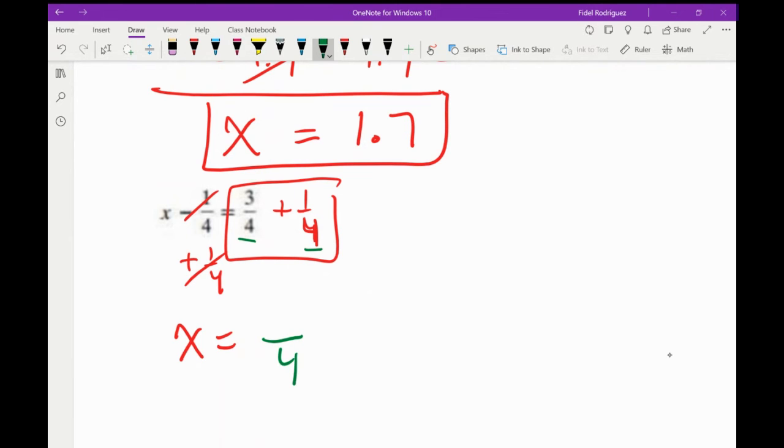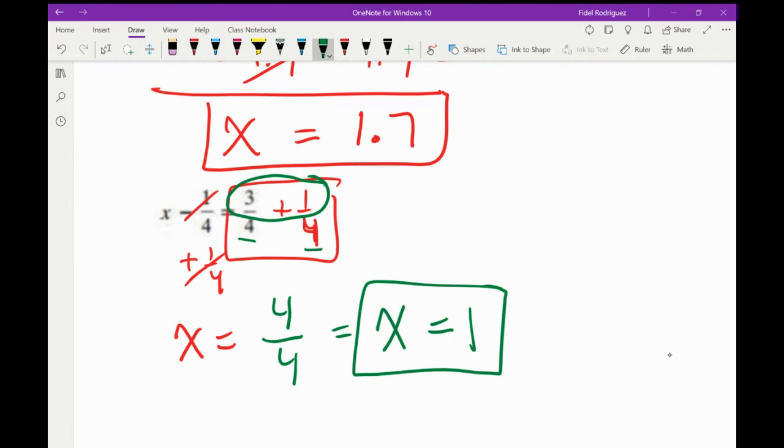So I know my bottom part's going to be 4. And then remember, all we got to do is add the numbers on top. So 3 plus 1 is also 4. But guys, remember, 4 divided by 4 is the same thing as 1.